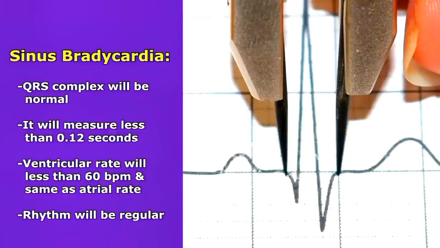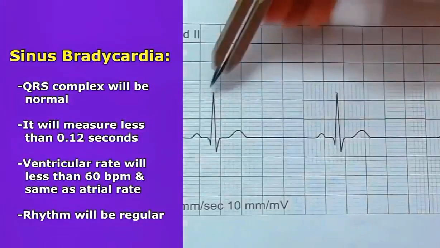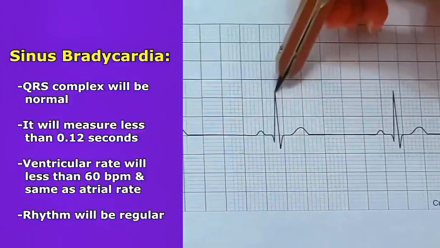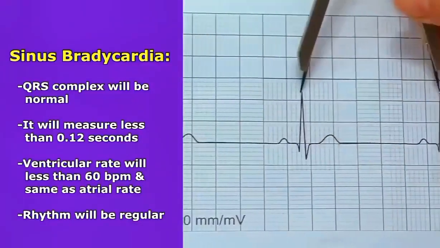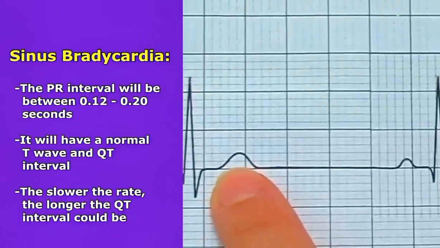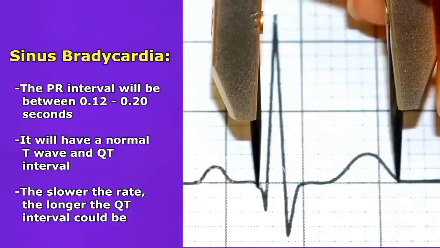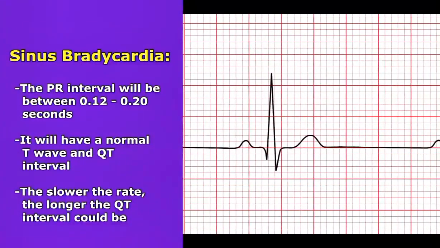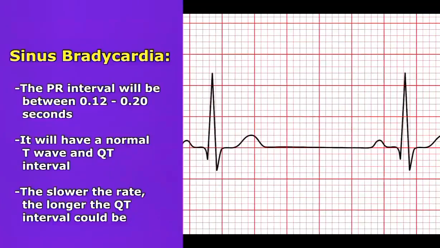It will measure less than 0.12 seconds, and the QRS complex tells us about the ventricular rate and rhythm. So the ventricular rate will be less than 60. It should actually be the same as the atrial rate, and the rhythm will be regular. Furthermore, the PR interval will be anywhere between 0.12 seconds to 0.20 seconds. It will also have a normal T wave and a normal QT interval. But it is important to note that the slower the rate, the longer the QT interval could be, because whenever your rate is slower, it makes that QT interval a little bit longer.